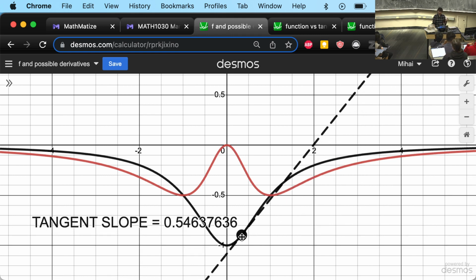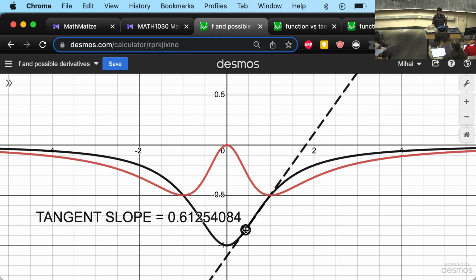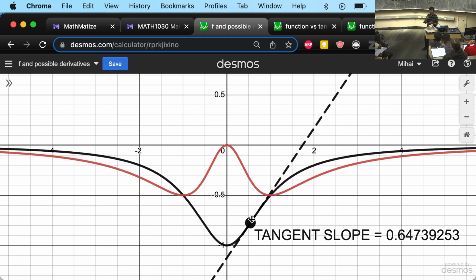Now the tangent line is getting positive, 0.5 slope, 0.6 slope. The slope of the tangent line here is positive. But the red function, that was the most popular answer, has negative values again. The red function is below the axis. The values of the red function are negative. And so this is a very obvious mismatch.